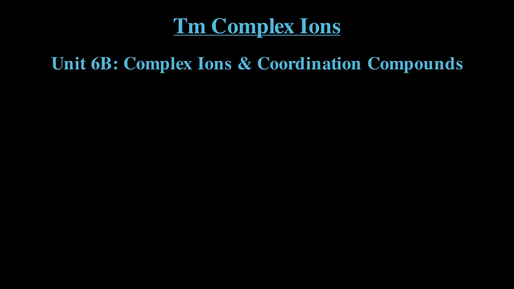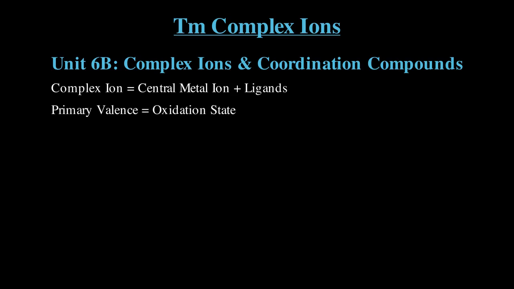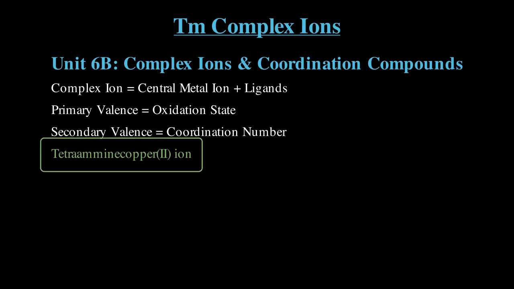Hello students. Let's dive into complex ions, a key feature of transition metals. A complex ion has a central metal ion bonded to surrounding molecules or ions called ligands. Werner's theory explains this with 2 valencies. Primary valence is the oxidation state, and secondary valence is the coordination number, which is the number of ligand bonds. Ligands are electron pair donors. They can be monodentate, like ammonia, or bidentate, like ethylenediamine.